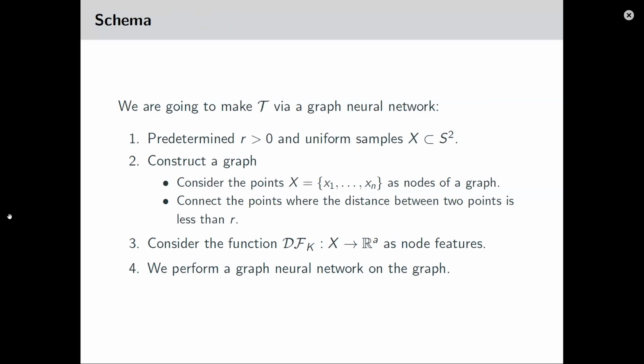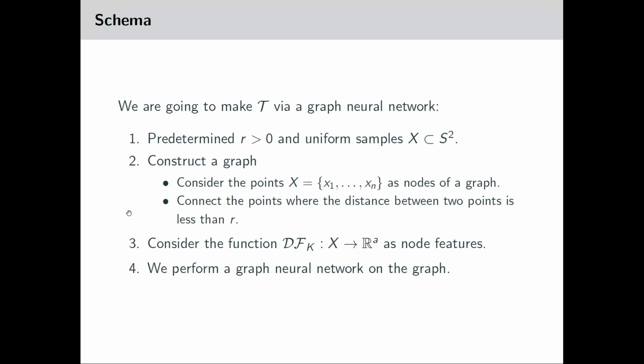Okay, to use a GNN, we first need to make a graph, right? Because it is a graph neural network. So here is how we do it. First, we choose a suitable positive number R, and we are going to sample quite uniform points on S2, and we will fix it after sampling once. And then we create an edge between two sampled points if the distance between them is less than R.